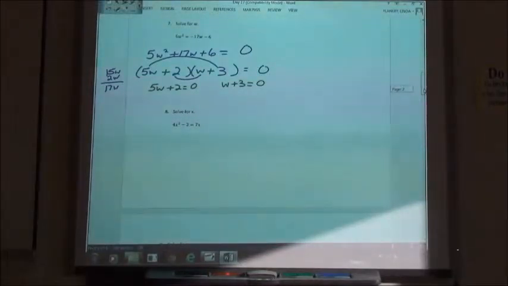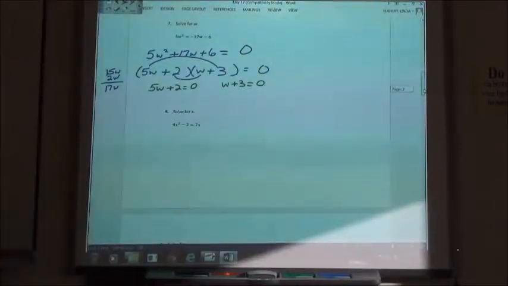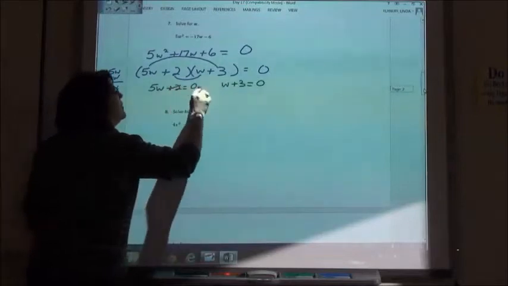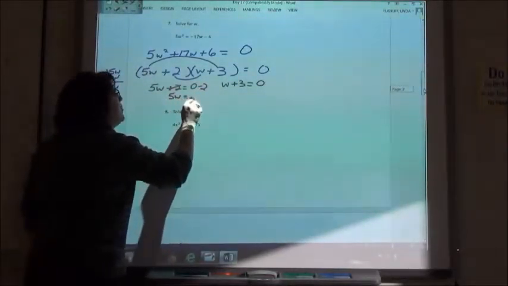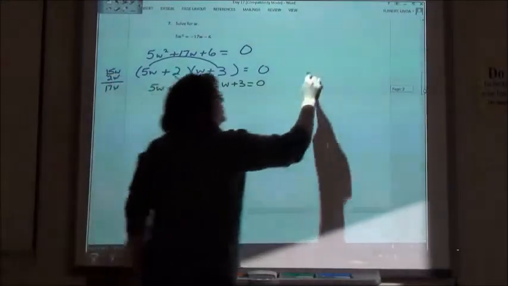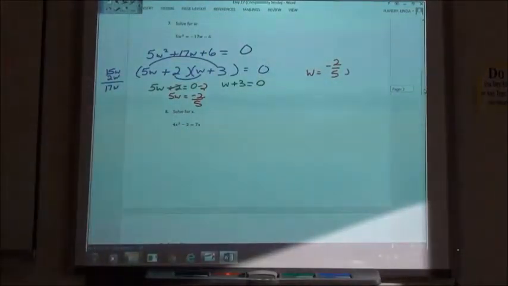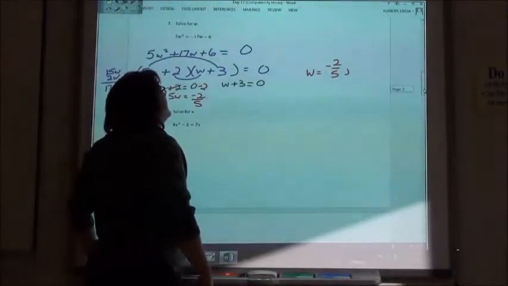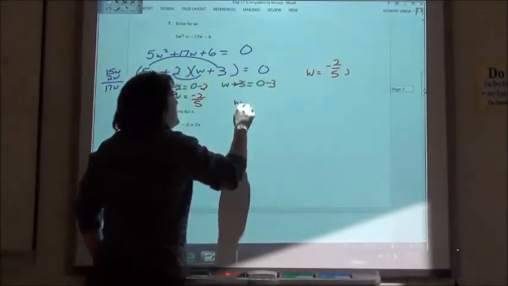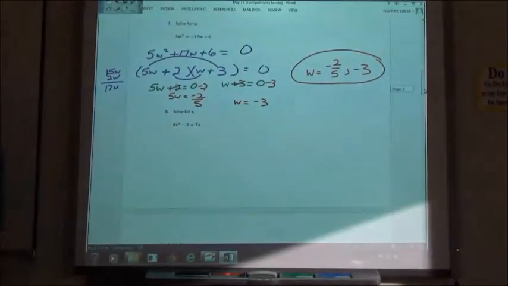So if I'm going to solve the first one, what should I do? The first one, you are going to take the 2 over and make it a negative 2. So 5w equals negative 2. And then I have to divide by 5. So w equals negative 2/5 for my first answer. Second one, that's an easier one to solve. All we're going to do is subtract 3. W equals negative 3. And so negative 2/5 and negative 3 are my two solutions.